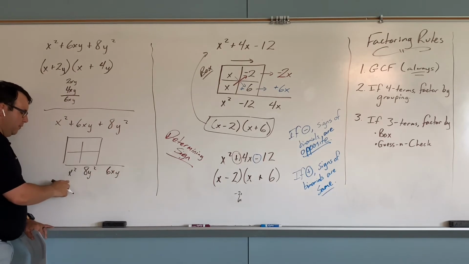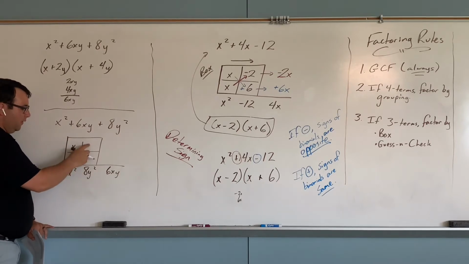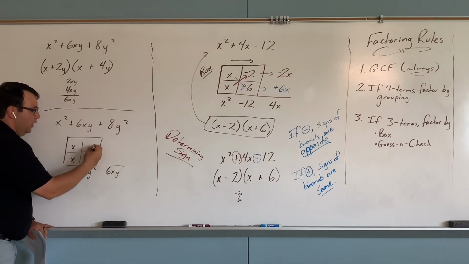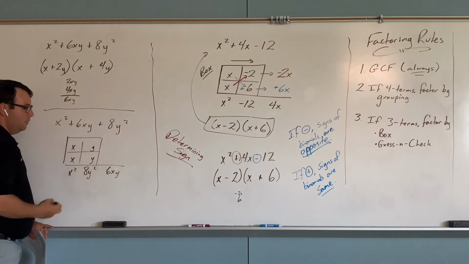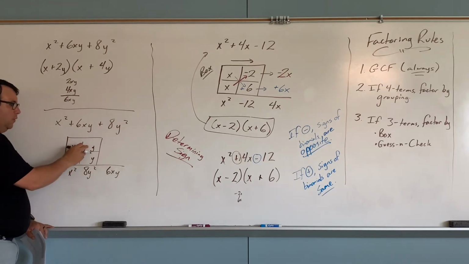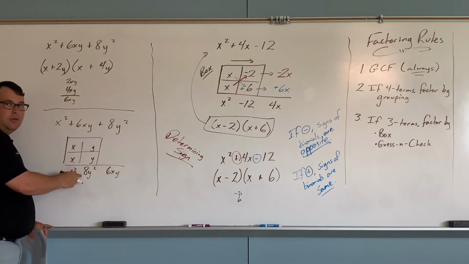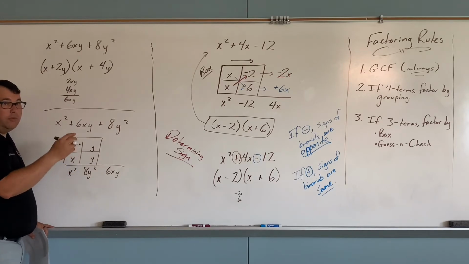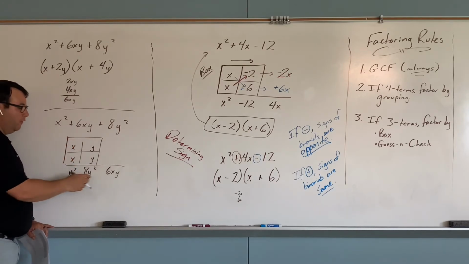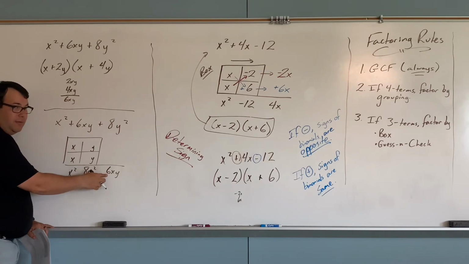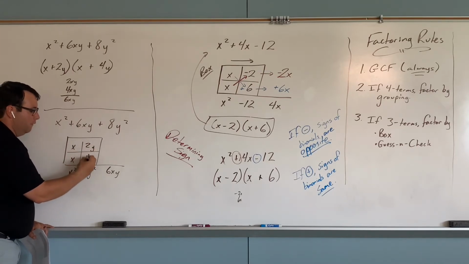What times what can give me x squared? That's x and x. What times what can give me 8y squared? Again, I'm fairly certain on that y. So the question is, what times what could give me 8? 1 and 8, of course, 2 and 4. So I'm going to use 2 and 4 because that can possibly give me 6. I have 2, I have 4.